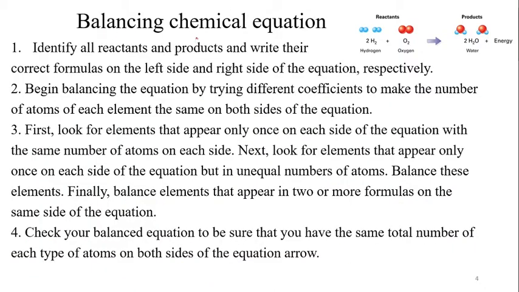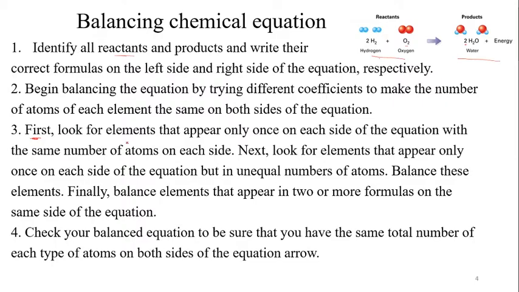So to balance a chemical equation, I have to follow certain steps. First, I have to identify all the reactants and all the products and write their formulas in a correct way on both sides of the equation. So in that part, I would write the reactants, and in that part, I will write the products. Second, I have to try to balance the chemical equation by trying different coefficients and to make the number of atoms of each element the same on both sides of the equation. So if I have here 2 oxygens, I have to multiply here by a factor to obtain 2 oxygens as well.